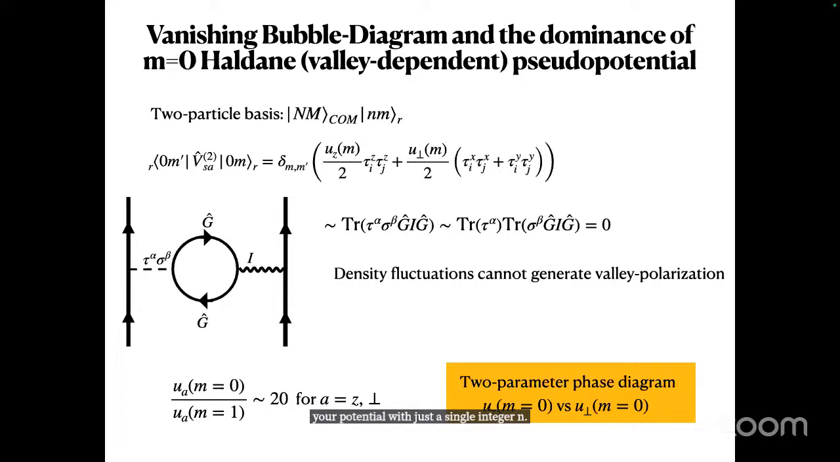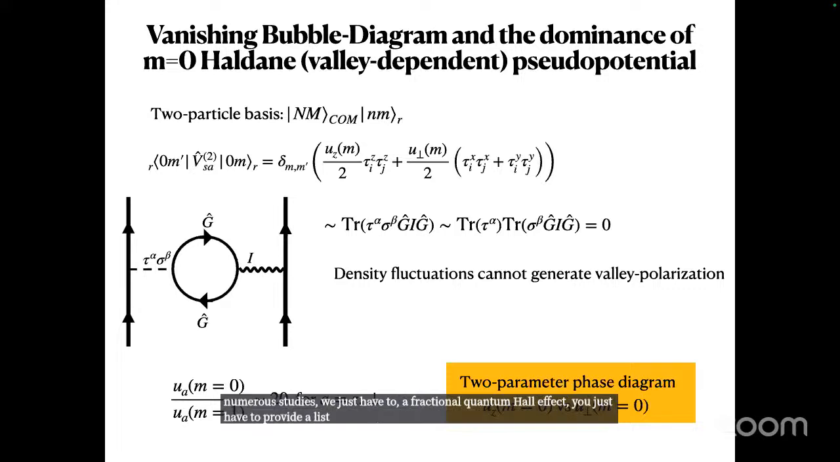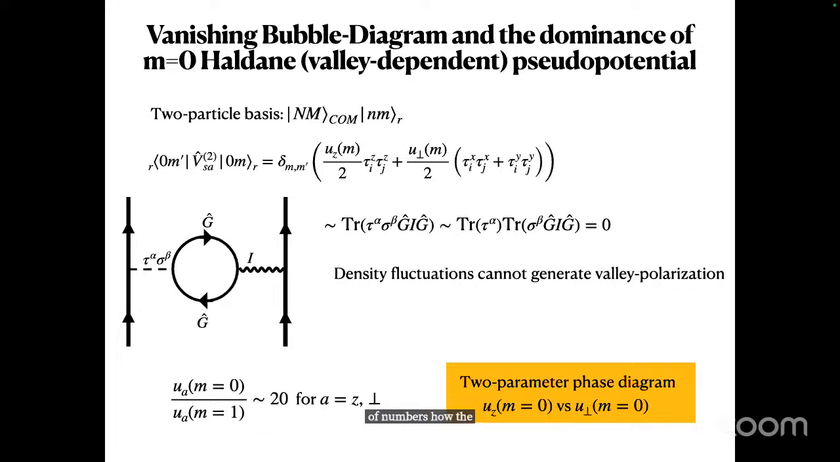Okay. And you see, that's why in a lot of numerical studies of the fractional quantum Hall effect, you just have to provide a list of numbers, how the V decay with n. And you characterize the full potential in the zero Landau level. Okay, so I'm going to do the same thing here. It turns out that the sublattice asymmetric part also has this dependence. You can also characterize it with potentials.